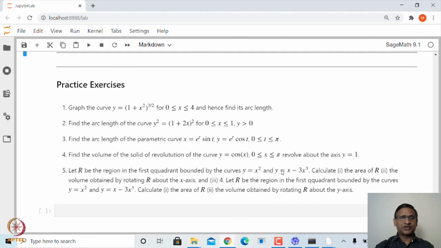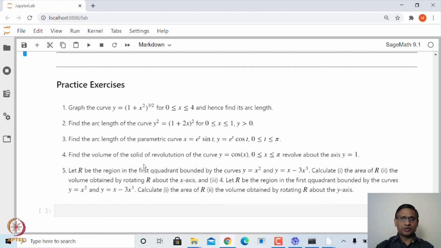The first one is to graph the curve y equal to (1 plus x square) to the power 3 by 2 between 0 and 4 and find its arc length. The second problem is again to find the arc length of a function defined implicitly, y square equal to (1 plus 2x) the whole square, with x between 0 and 1, y positive. The third one is to find the arc length of the curve defined by the parametric curve x equal to e to the power sin t, y equal to e to the power cos t, with t varying between 0 and pi.